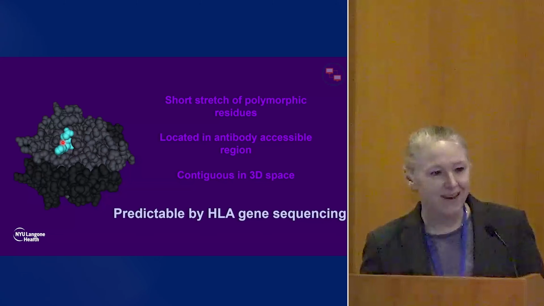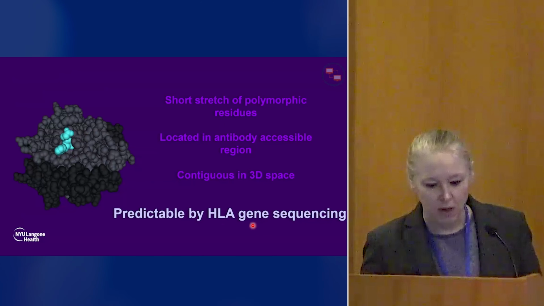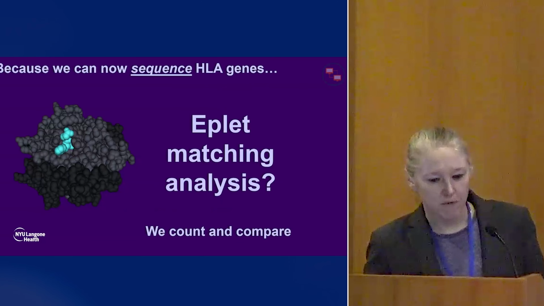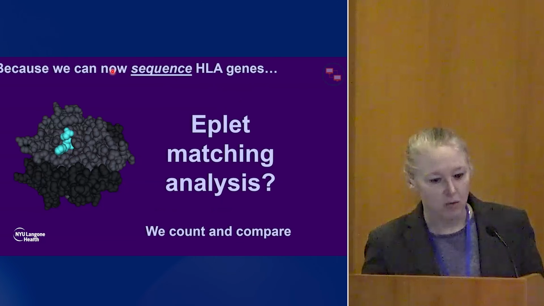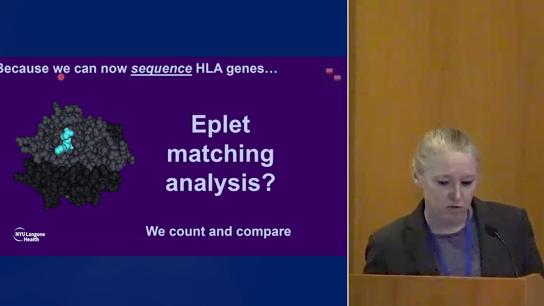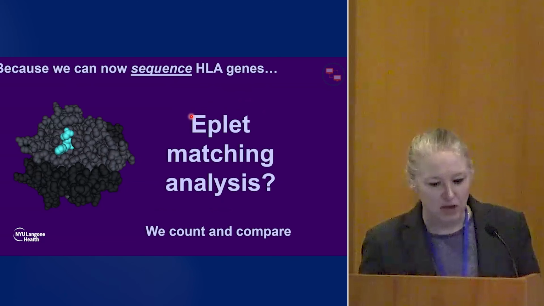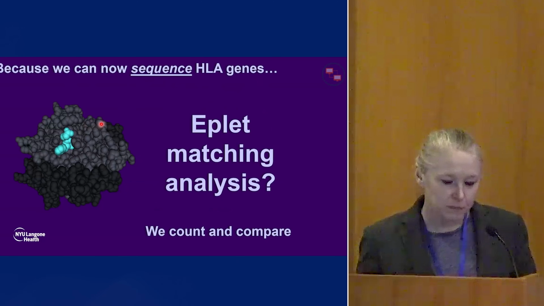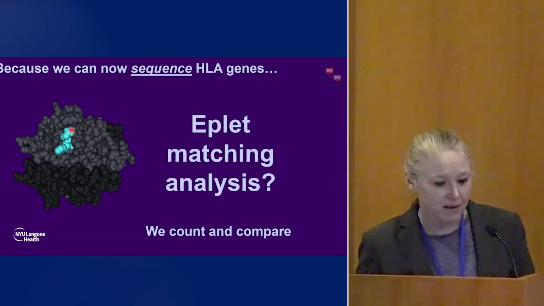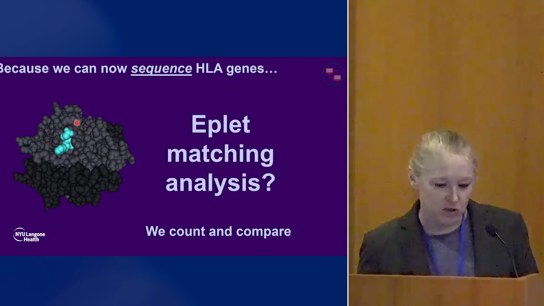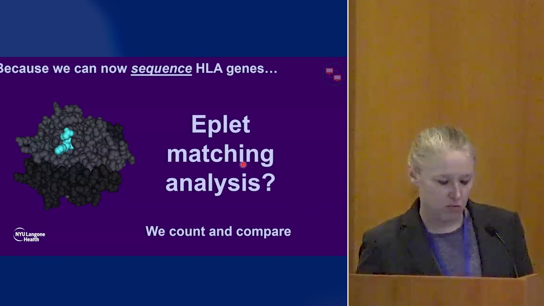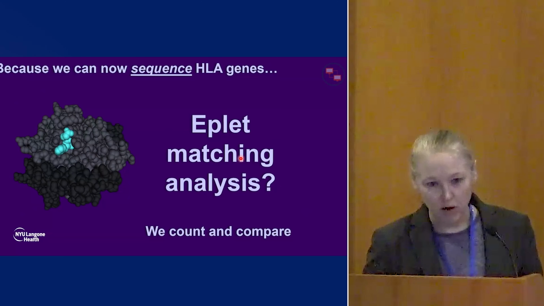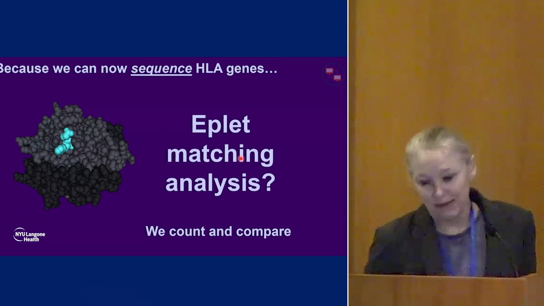And most importantly, and why any of this is really relevant, is this is all totally predictable by HLA gene sequencing. And we now have the ability to very rapidly perform sequencing across HLA genomes. And this is what is starting to be done very routinely in transplant. And so when we do EPLET matching analysis, it really is as simple as sequencing across the donor and the recipient HLA, using the genetic sequences to predict the groupings of EPLETs that genotype expresses, and then comparing them. We can identify the EPLETs that are present in the donor that are not present in the recipient as targets for the recipient immune attack. So we basically count and compare.